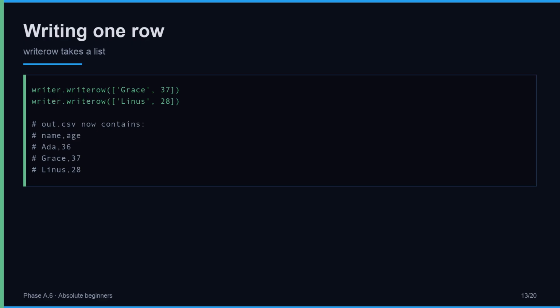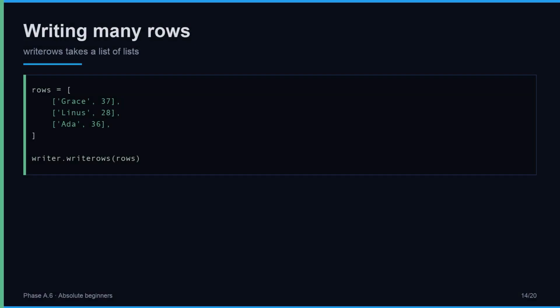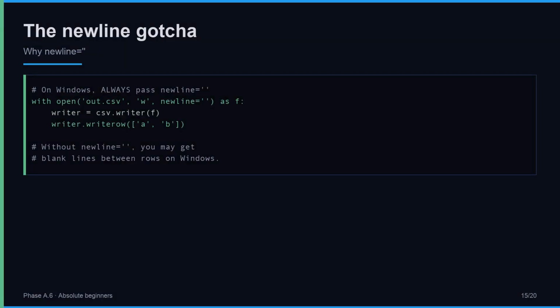1 call, 1 row. When you have many rows to write, call writer.writerows with a list of lists. 1 call writes them all. This is handy when you have collected your output in memory first, for example, after filtering rows from another file. Build the list of rows, open the output once, and write them in a single batch. Cleaner code, and slightly faster because the file is opened only once. Batch the writes.